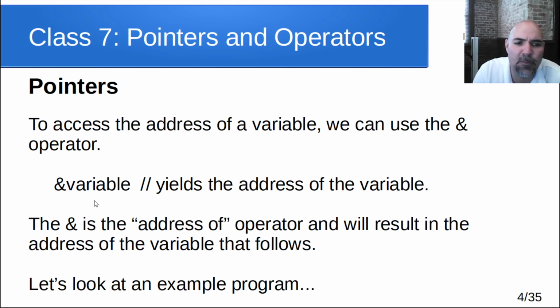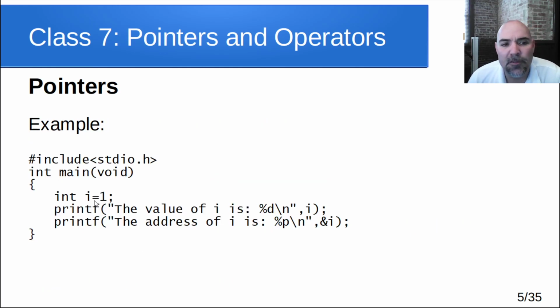All right, let's look at an example program. It's a relatively simple example, but you'll notice in this program we have int i = 1. So we're creating an integer variable called i and setting it equal to 1. The next line is a printf that says the value of i is, and then %d is our format specifier that this gets plugged into. So we're printing out the value of 1 because we haven't changed it.